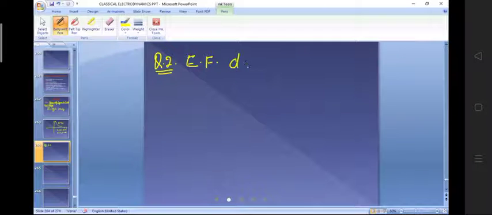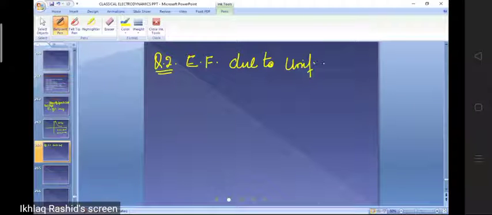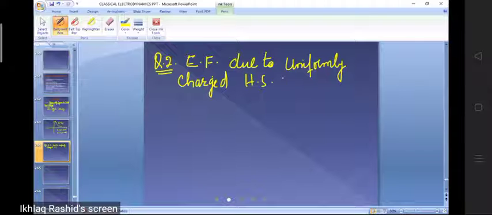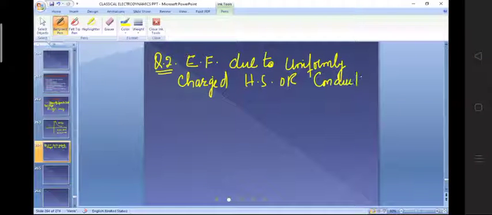Electric field due to a uniformly charged hollow sphere. Uniformly charged HS. HS implies what? Hollow sphere. Or it can be like this as well. Or it is a uniformly charged hollow sphere or conducting solid sphere. Conducting solid sphere.